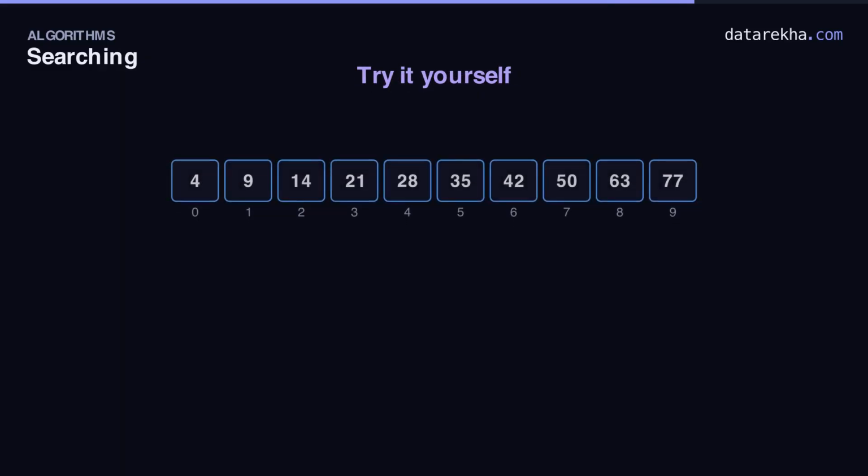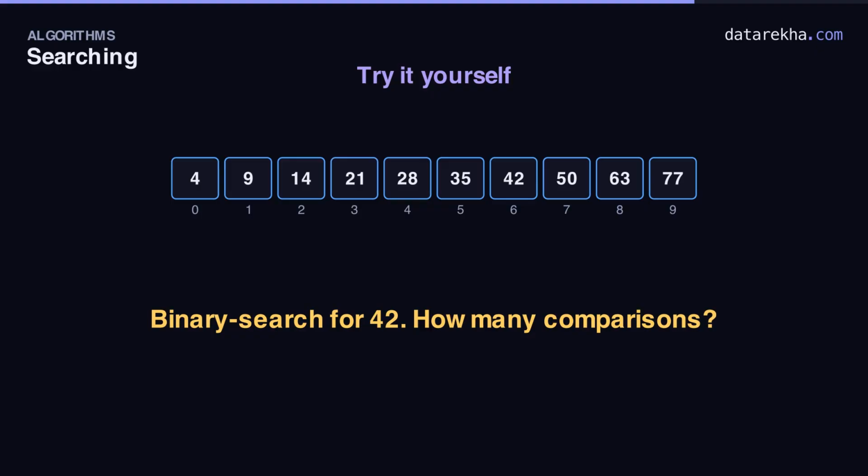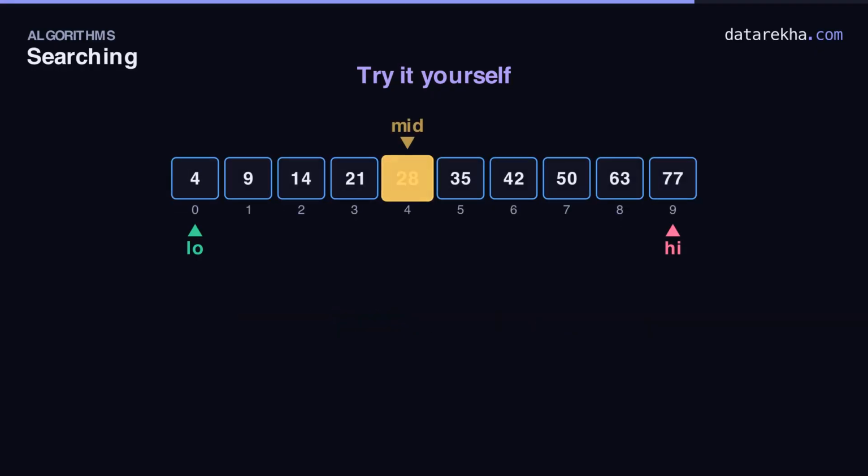Your turn. Here's a fresh sorted array of 10 numbers. Pause the video, run binary search for 42 by hand, and count exactly how many comparisons it takes. I'll wait. Here's the walkthrough.